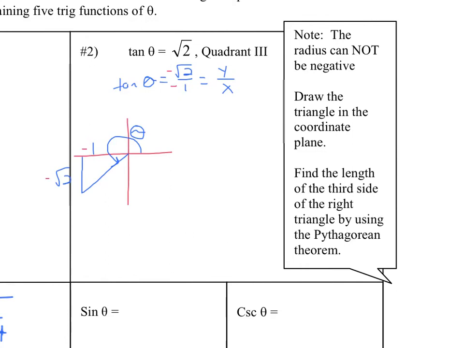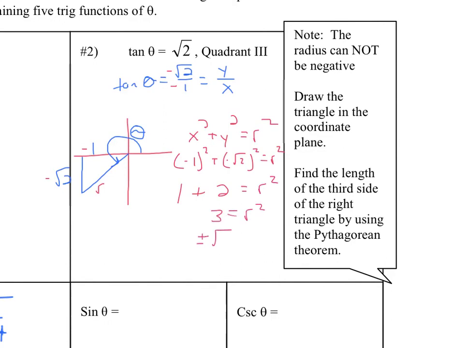We don't know what r is. So we use the Pythagorean theorem. X squared plus y squared equals r squared. We substitute in for x with a negative 1, in for y with the negative square root of 2. Don't know what r is. Negative 1 squared is 1. Negative square root of 2 squared is 2. 2 plus 1 is 3. Square root both sides, you get plus or minus the square root of 3 is r. R is the radius, it is always positive. Once you know what x, y, and r are, then you answer the questions.